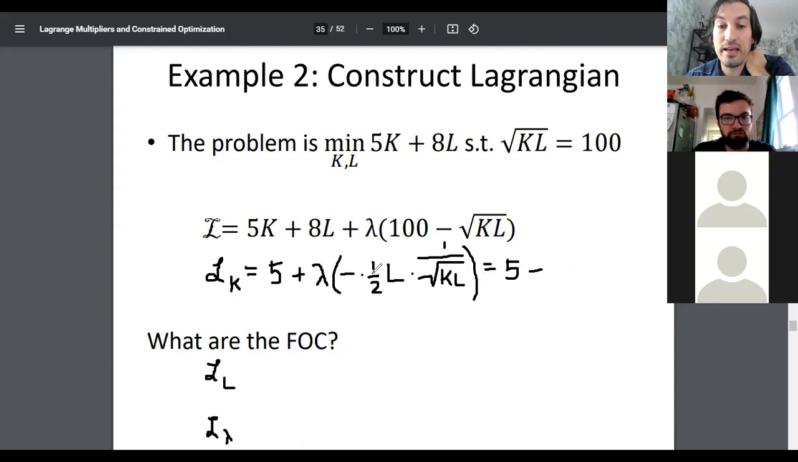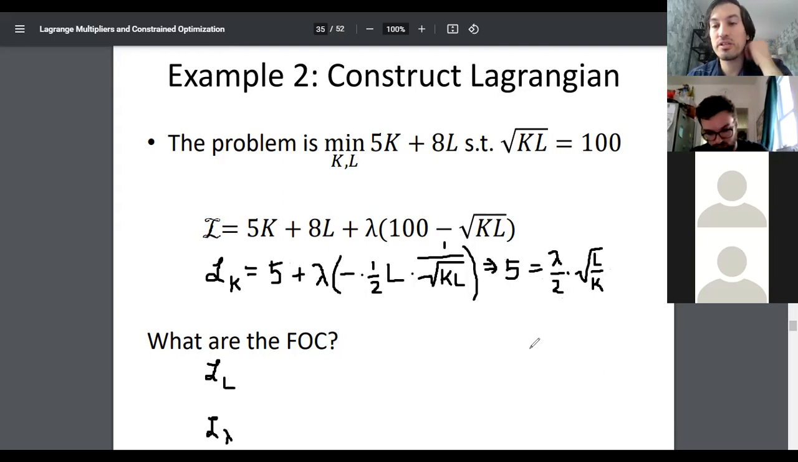But there's still a lambda over 2 minus lambda over 2 times the square root of L over K. Is that too fancy? Maybe it's not even that helpful. But that has to equal 0. Another way to make it equal 0 is just to say the negative side equals the right side. I can change that to an arrow. I think that's a good first order condition here.